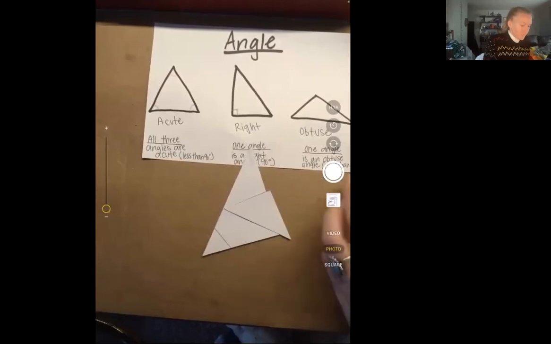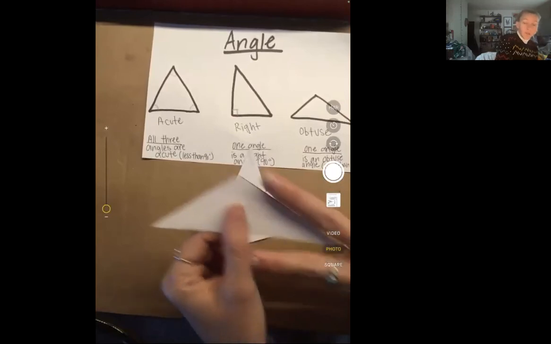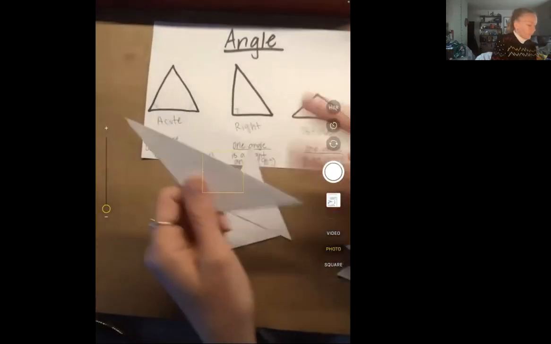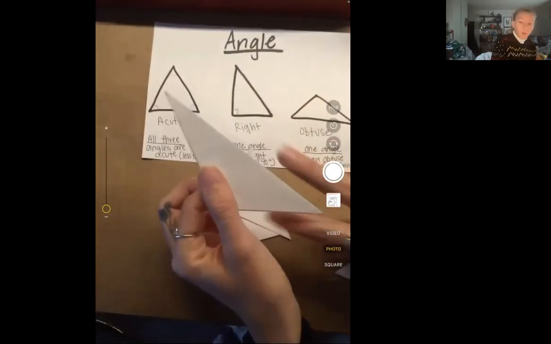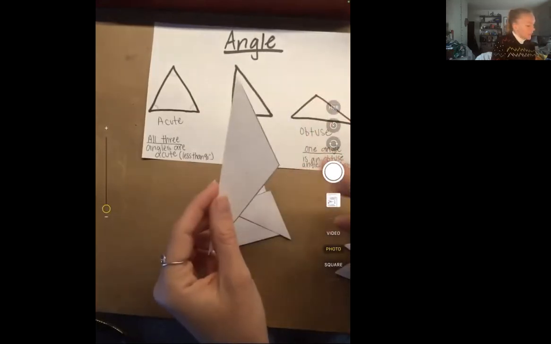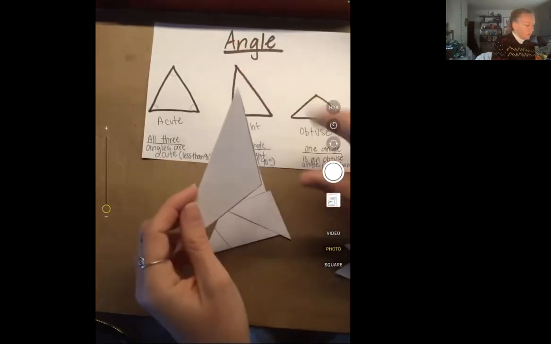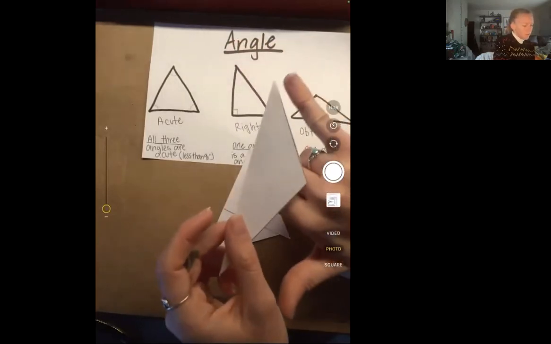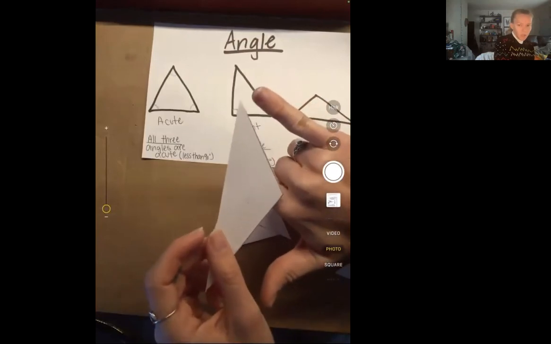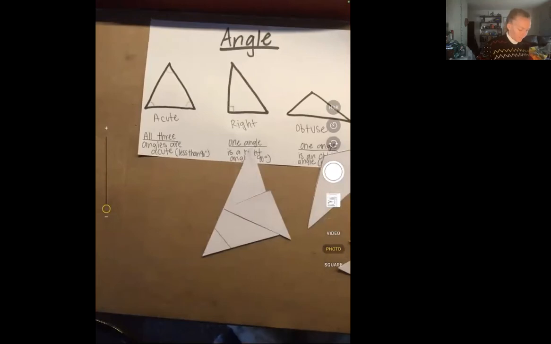I'm going to look for a different one. Okay, let's see. Oh, smaller. Oh, smaller than that. So maybe it's acute. Oh, it's bigger than that. Oh, it's bigger than my L. Oh, look, it matches my shaka. So it's obtuse. So I'm going to place it right there.